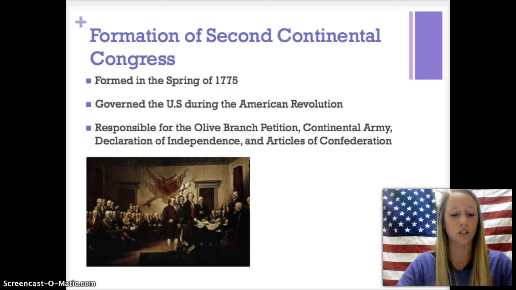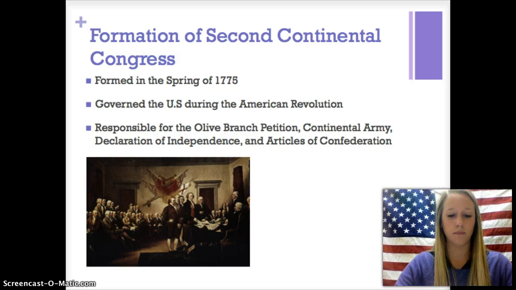The Second Continental Congress is also responsible for the formation of the Continental Army. Congress created the Army and appointed George Washington of Virginia as commander of the Army. It is also responsible for the Declaration of Independence on July 4, 1776. It was written by Thomas Jefferson of Virginia.